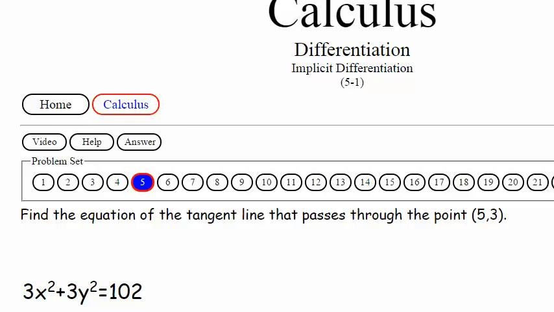3x squared plus, I got 10,000 more problems to do this year. Got time for that? We need to write this down. Anyway, this is the first of its kind.